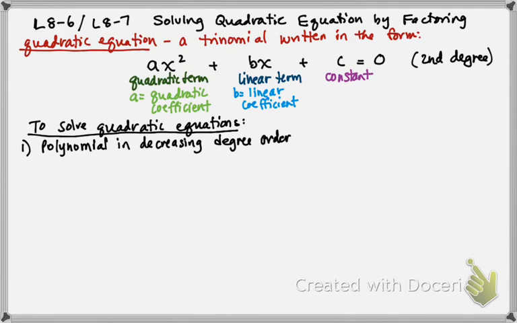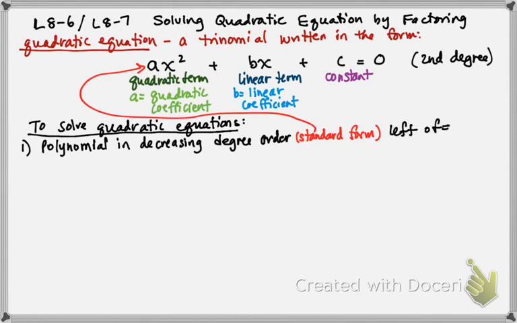This is called standard form. So I'm referring to this guy right there. So standard form: polynomial in descending degree order left of the equal sign and 0 on the right of the equal sign, okay?